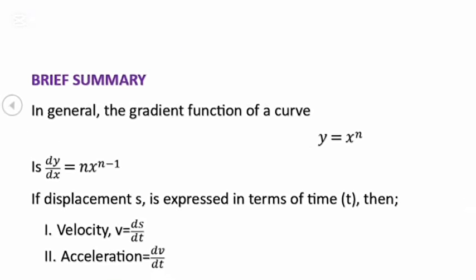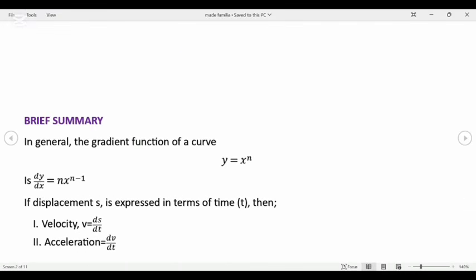For example, we have y is equals to x raised to power n. If you are going to differentiate this x raised to power n, we multiply by the power first, and then reduce the power by 1. What I mean is this: multiply x by n, it will be nx, and then reduce the power by 1, it will be n minus 1.